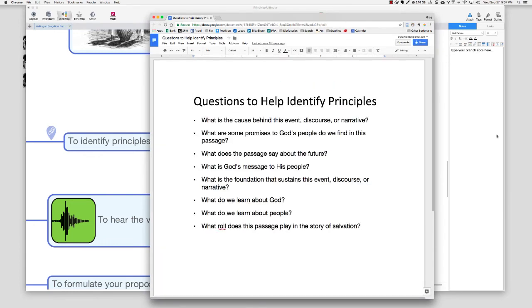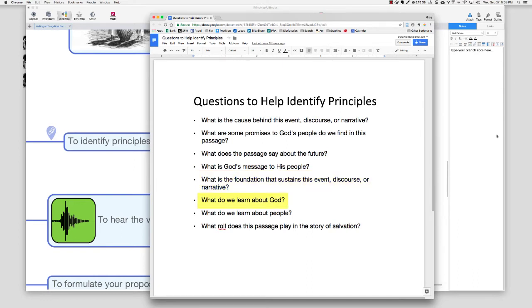So these questions, as you've already done your research in the observation phase, and you've already examined the text. And so now you're trying to narrow it down to what are the principles that I find here. Here are some questions that might help you. What is the cause behind this event, discourse, or narrative? What are some promises to God's people that we find in this passage? What does the passage say about the future? What is God's message to his people? What is the foundation that sustains this event, discourse, or narrative?